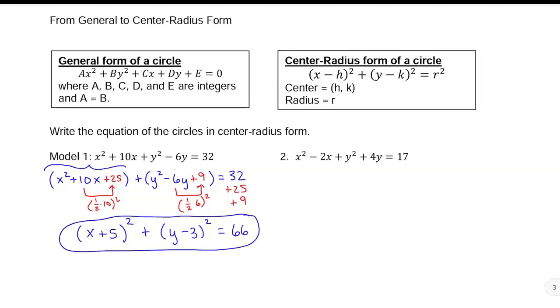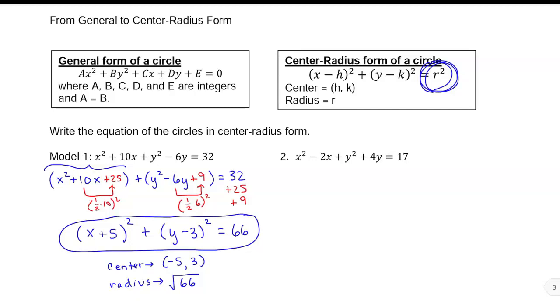Now that this circle equation is in center radius form, I can tell what the center is. The center is -5, +3. The radius of this circle is the square root of the number on the right, so that's the square root of 66. Remember, the radius is squared on the right side of that equation.